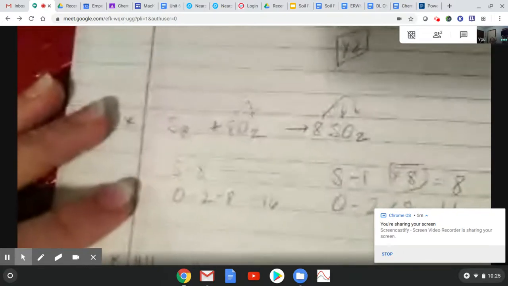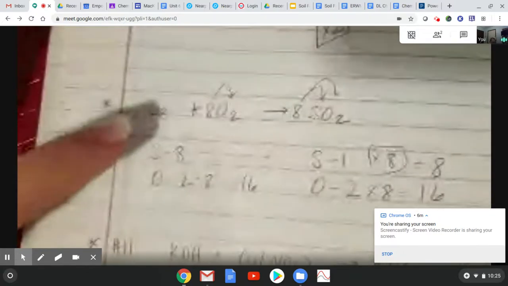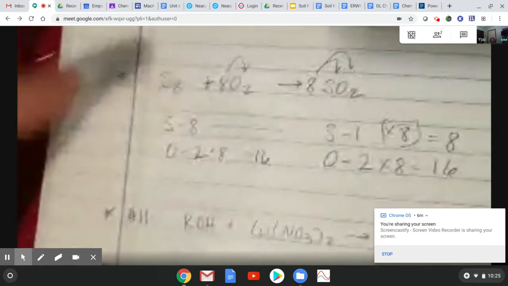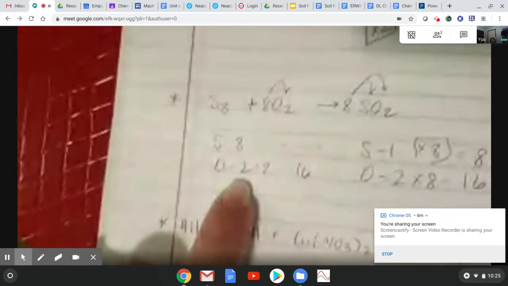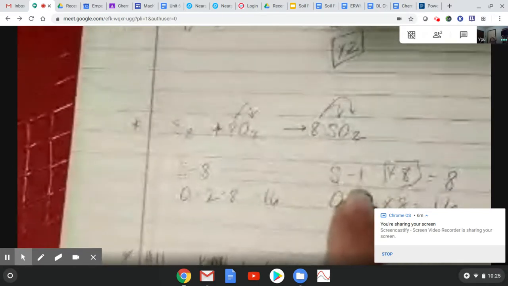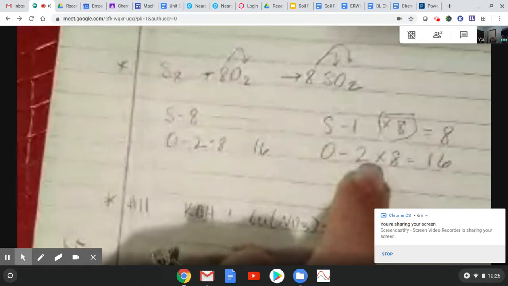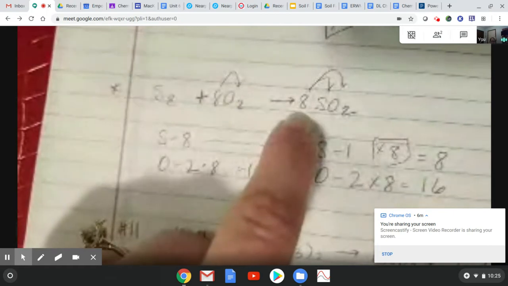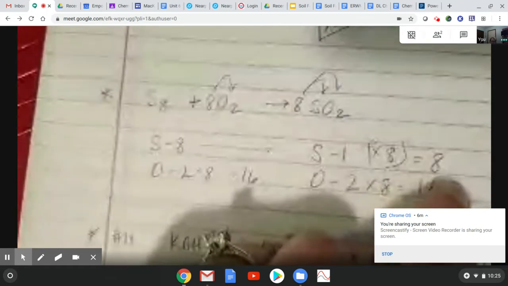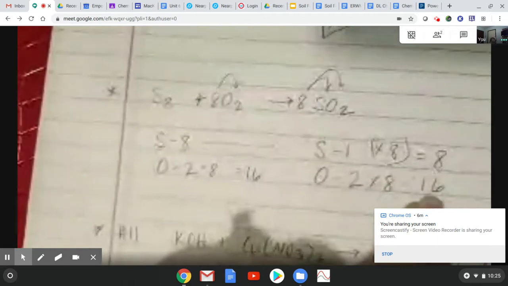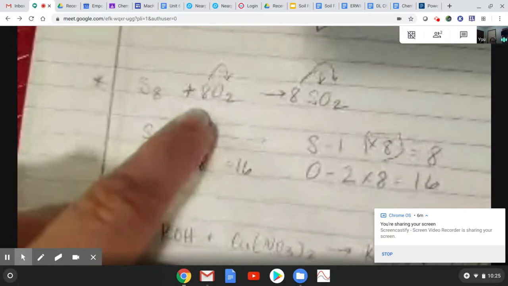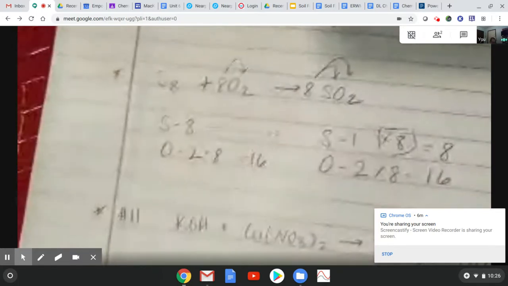Another one I'm going to just show you really quick is this one right here. So you have S8 plus oxygen gives you sulfur dioxide, so SO2. So in the beginning, on the reactant side, you have 8 sulfurs and 2 oxygens. And then on this side, you have 1 sulfur and 2 oxygens. So your oxygens are balanced, but your sulfurs aren't. So you have to put an 8 in front of this to balance your sulfurs. So that now gives you 8 sulfurs, but it also gives you 16 oxygens. How are you going to get 16 oxygens on this side when you have 2 of them? You just put an 8 in front of that. 8 times 2 is now 16, and it's balanced.